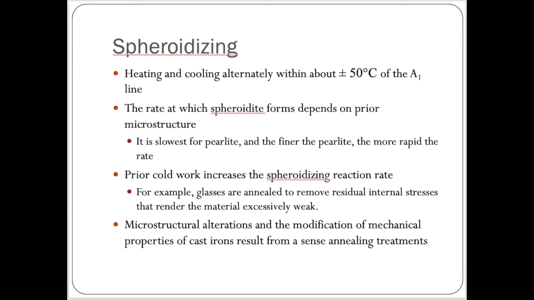To some degree, the rate at which spheroidite forms depends on prior microstructure. For example, it is slowest for pearlite, and the finer the pearlite, the more rapid the rate. Also, prior cold work increases the spheroidizing reaction rate. Still, other annealing treatments are possible. For example, glasses are annealed to remove residual internal stresses that render the material excessively weak. In addition, microstructural alteration and the attendant modification of mechanical properties of cast irons result from what are, in a sense, annealing treatments.